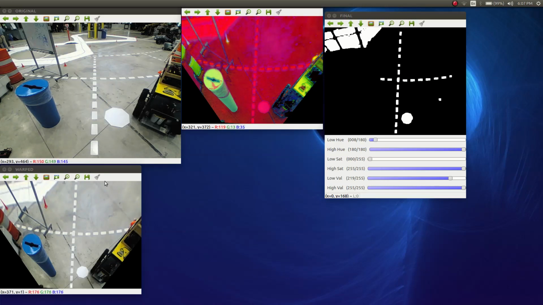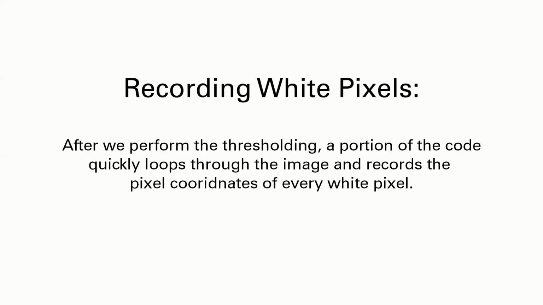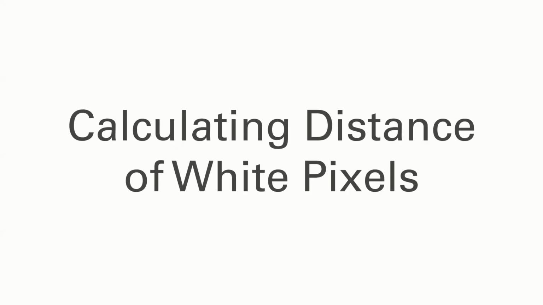The image gets warped, and then we change from the BGR color scheme, which is OpenCV's default, to HSV, which is in the top middle. Then on the right side you can see sliders in the window labeled Final. As long as the HSV values are within the range given, it will be considered white, and the rest is considered black. Once we have performed the thresholding, the code quickly loops through the image pixel by pixel and records the coordinates for every white pixel. The code stores this data for the next and final process, calculating the distance of the white pixels.